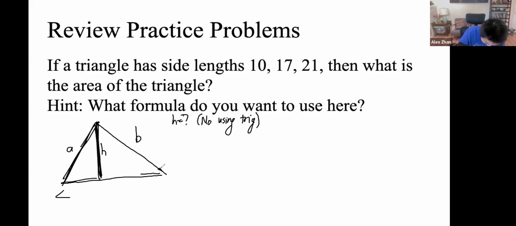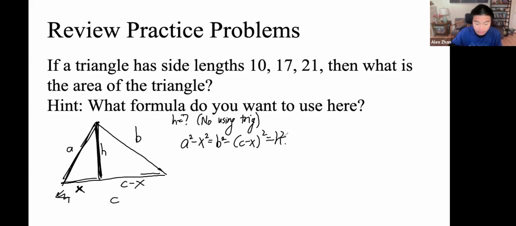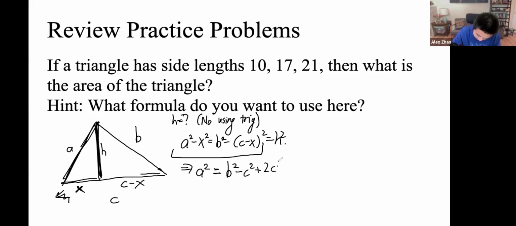I will set up some variable x. Suppose this is x and this is c minus x. Then by Pythagorean theorem, we have that a squared minus x squared equals b squared minus (c minus x) squared equals h squared. A simple application of Pythag. Then we directly try to solve this for x first. It turns out we can cancel out the negative x squared from both sides, so we just get b squared minus c squared plus 2cx.